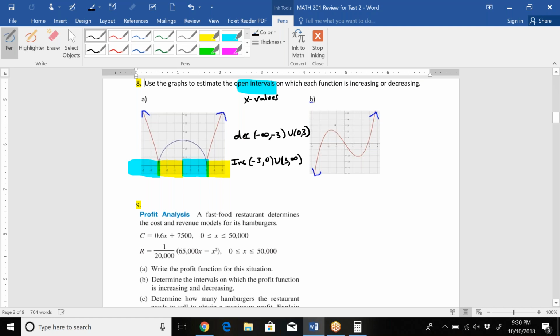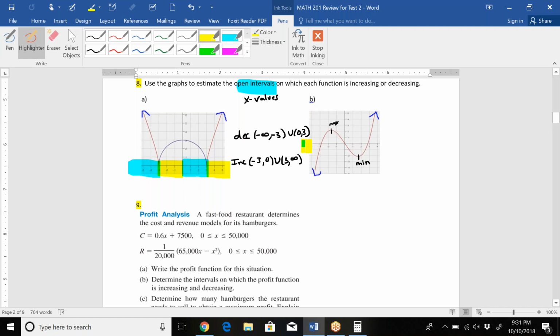This one's a little harder for students because the nice thing about the previous one was that the changing point was at the x-intercept. Here, you're looking for where's the max and where's the min, because those are places where you can change from increasing to decreasing. So on this one, we have increasing, so we'll use yellow again.